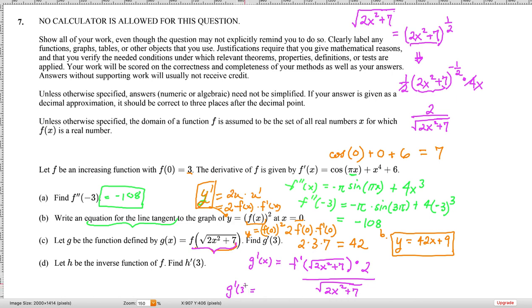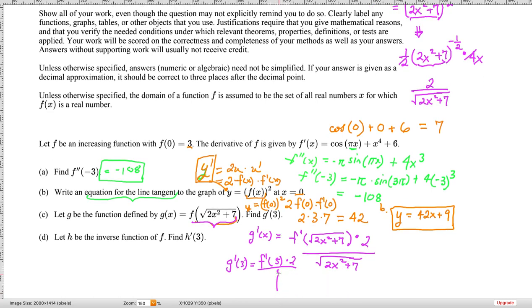And now you plug in 3. 3 squared is 9, times 2 is 18, plus 7 is 25. The square root of 25 is 5. So it's just f prime of 5 times 2 over, again, just 5. Because again, 3 squared is 9, times 2 is 18, plus 7 is just 25, and the square root is 5.